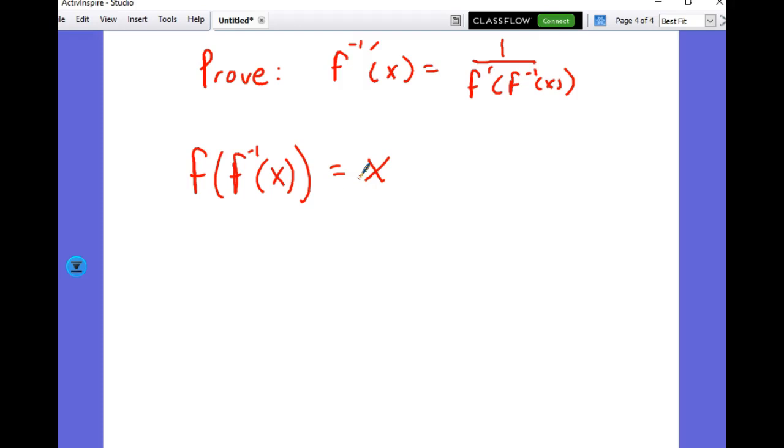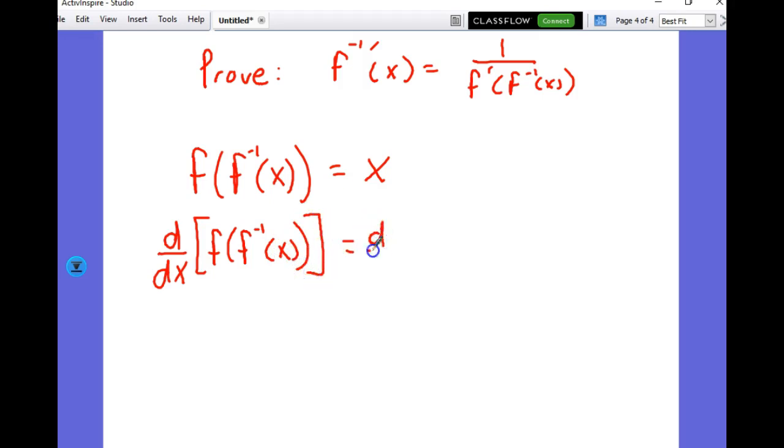Now what we're going to do is take the derivative on both sides. So I'm going to do the derivative with respect to x of this composite function, which means I'm going to have to use chain rule, right? Now over here, the derivative of x with respect to x is going to be 1, right? Over here, we've got to do our chain rule.